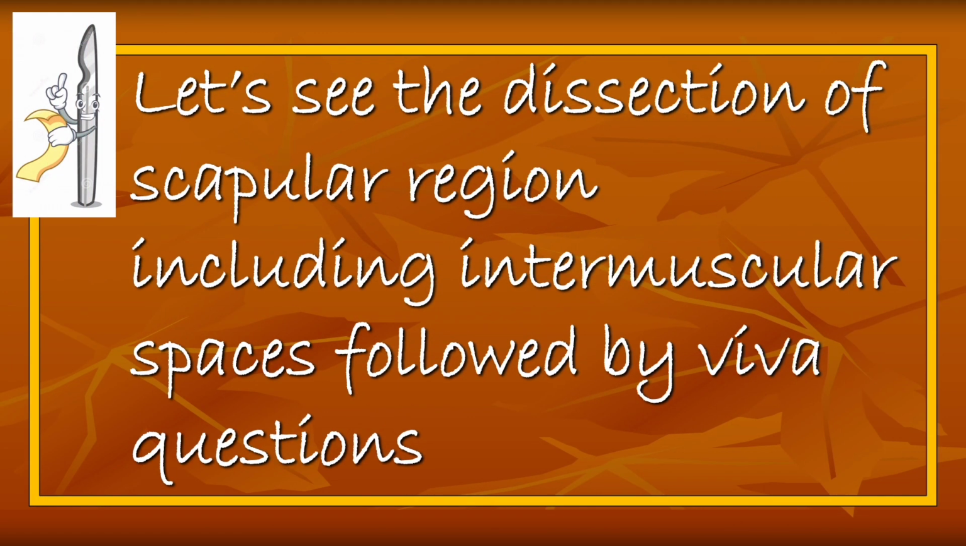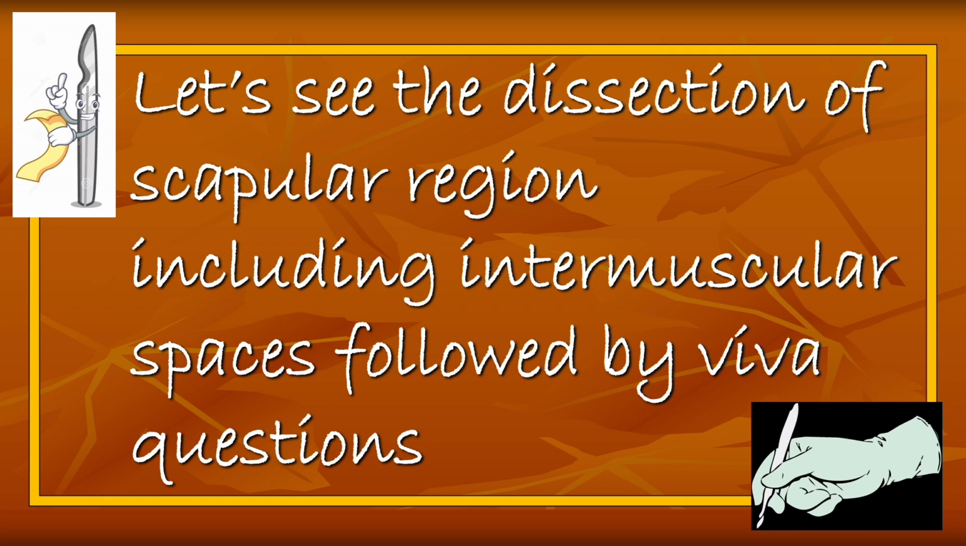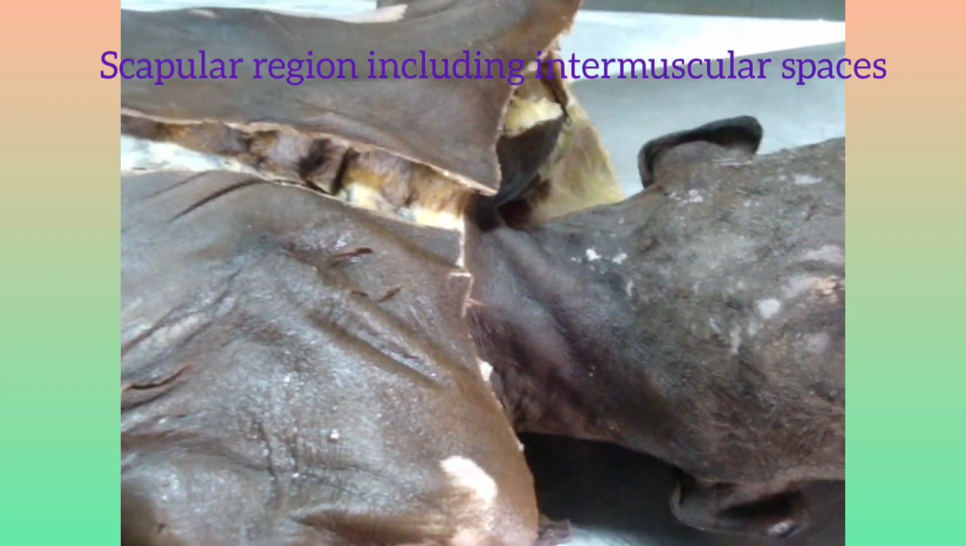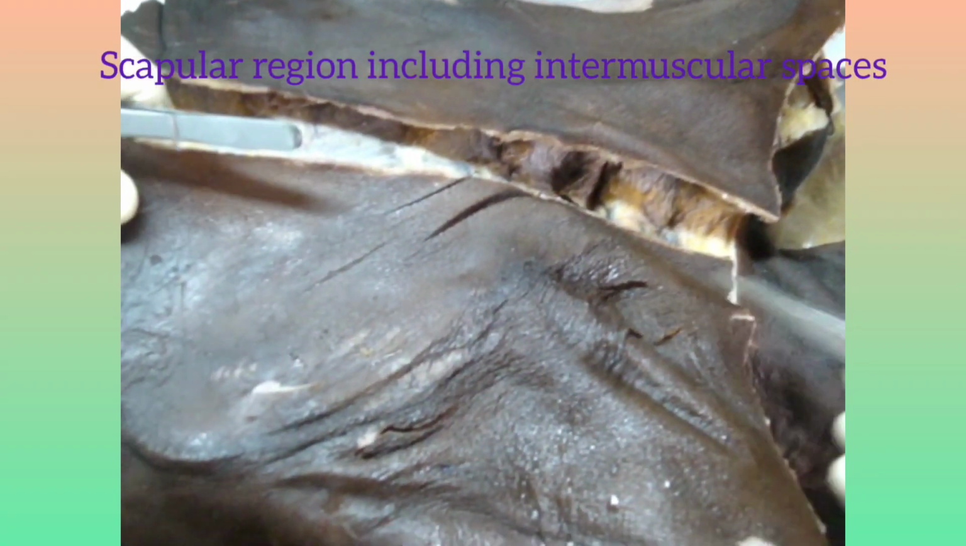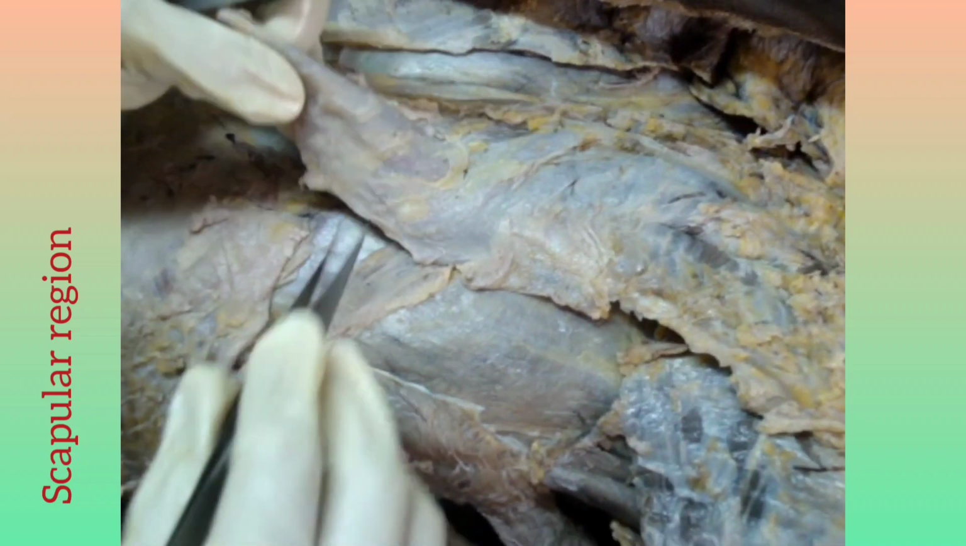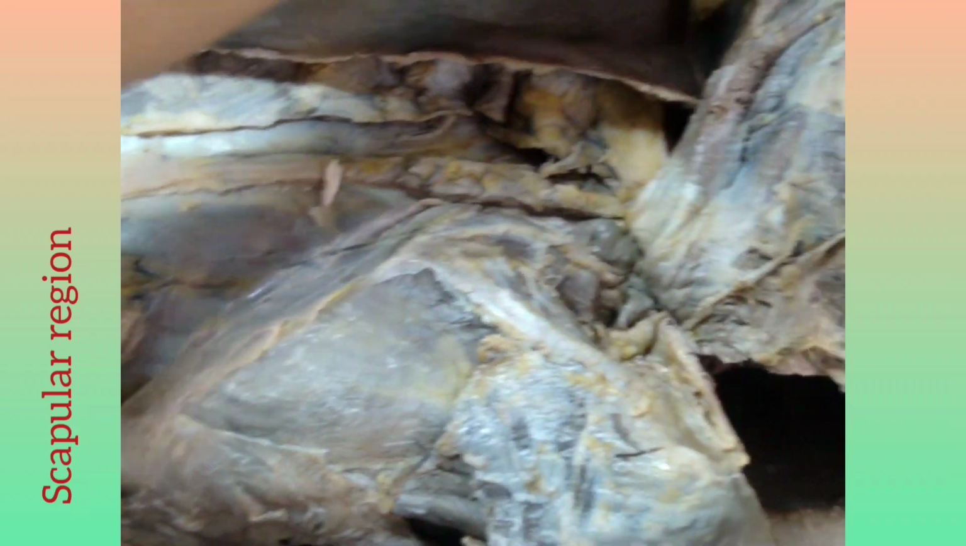Let's peep in the dissection hall to see the dissection of scapular region including intermuscular spaces followed by Viva questions. Now we will see the dissection of the scapular region. First, the skin is reflected according to the incisions given in the Cunningham. Here is the trapezius. Trapezius is reflected upwards.